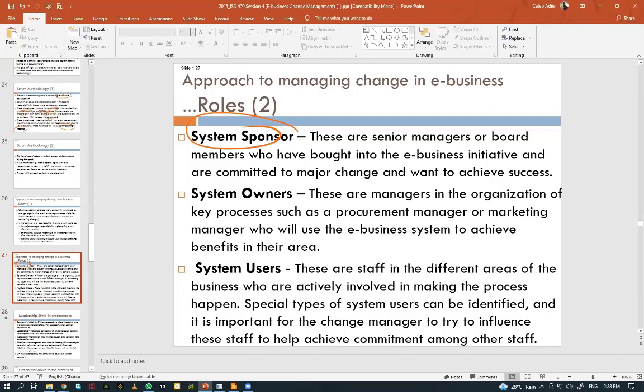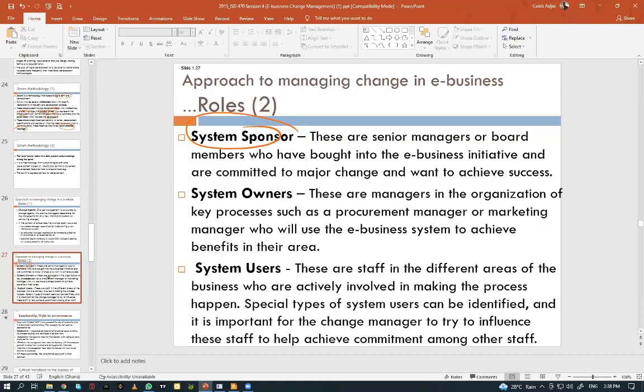Then we have the system owners, okay. These are the managers in the organization of key processes, such as the procurement managers or the marketing managers, who use the e-business system to achieve benefits in their area. So after the system has been built, the logistics manager, the procurement manager, all those managers who will need the system to achieve their goals or benefits, they are the system owners. Then we have the system users.